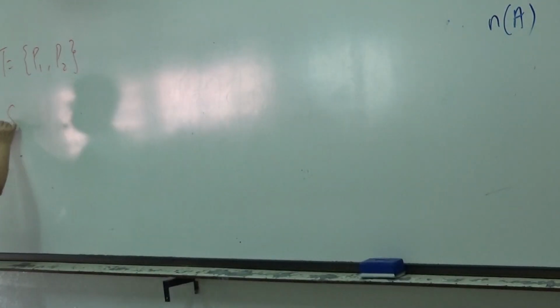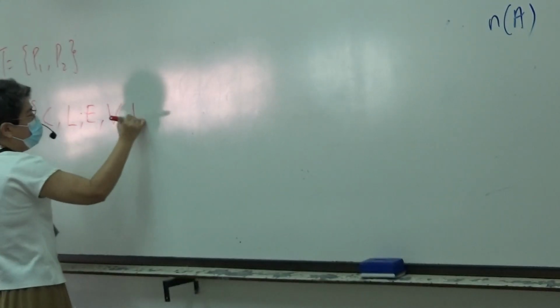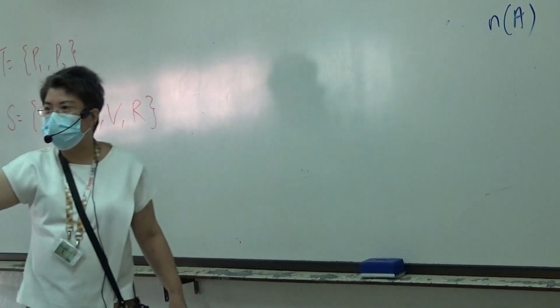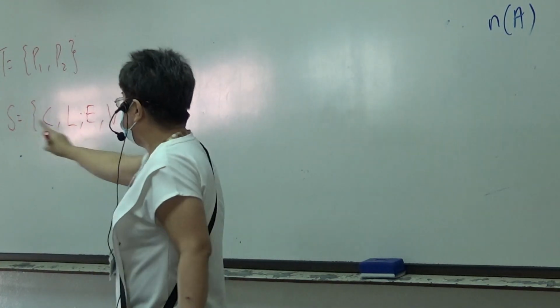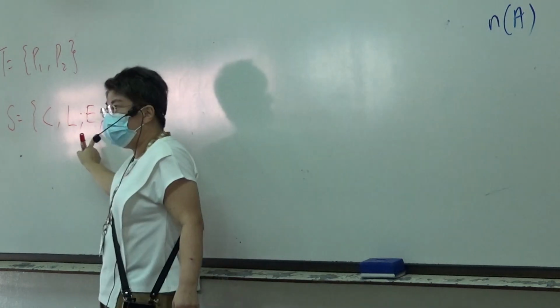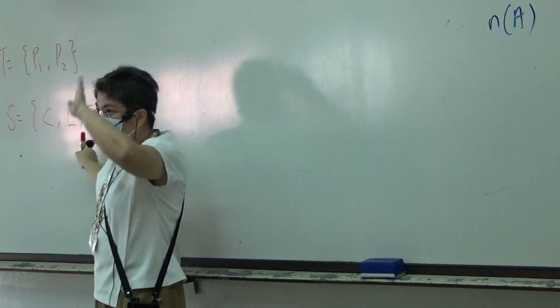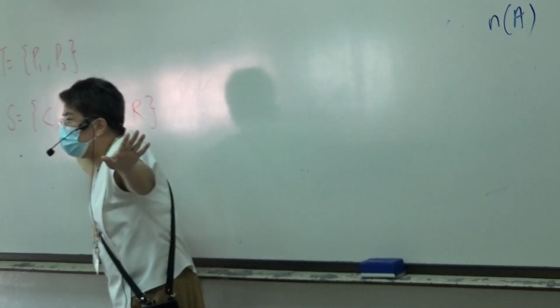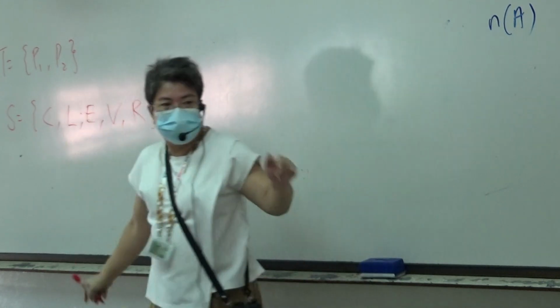Therefore, the set will be C, L, E, P, R, because every element is only to be listed once, not twice. So can you see that I don't have the E twice here, because it's the same E that I'm using. Okay? Just for your information first. Later on when we do more, you'll be clearer. Everybody okay? Can or cannot? Alright, good.